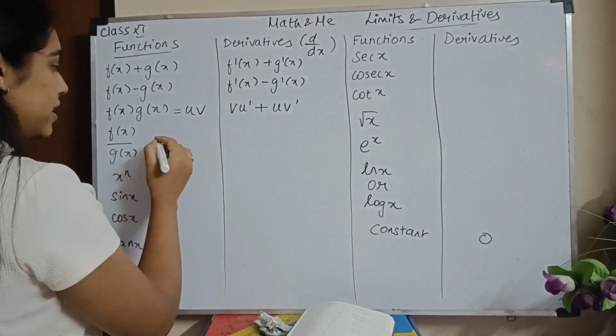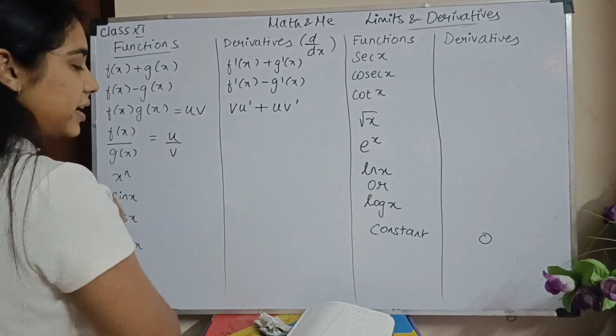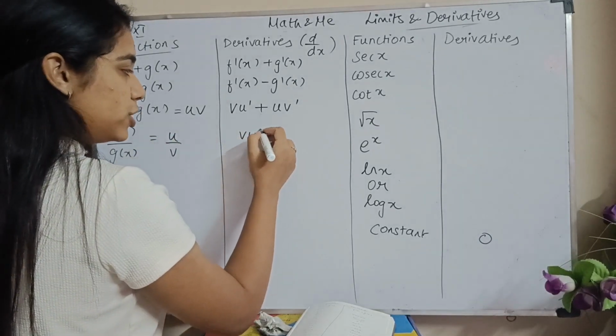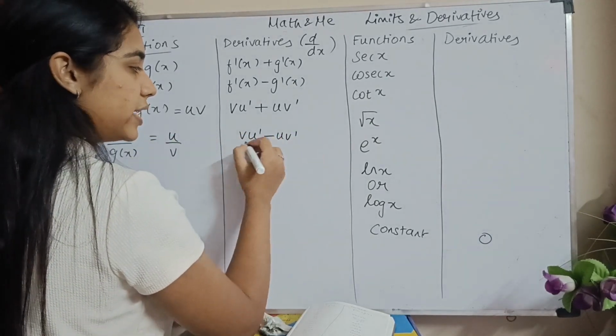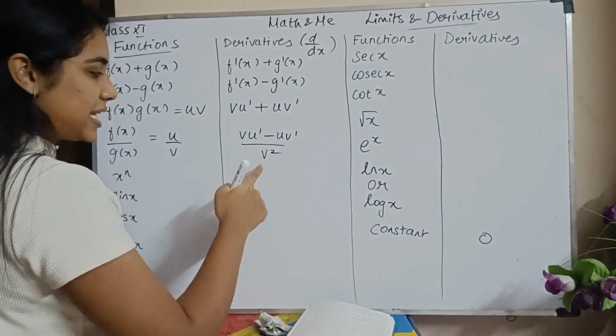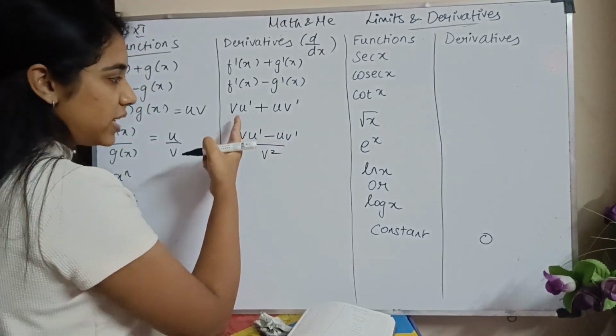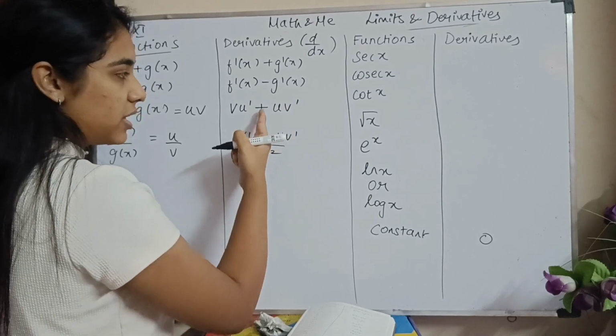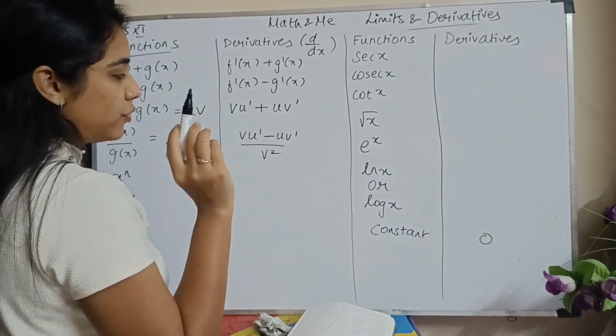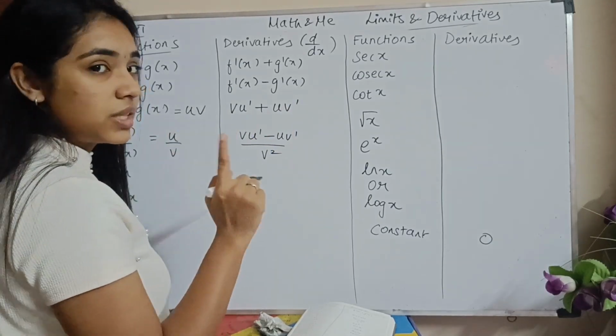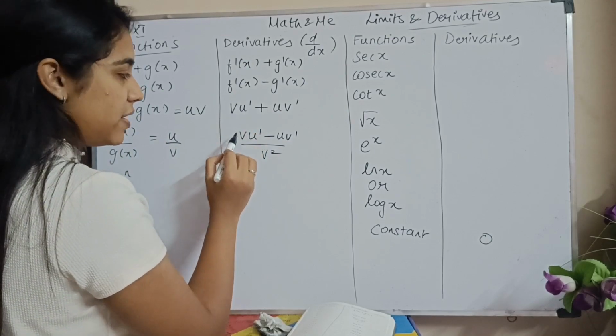For f of x divided by g of x, you have u divided by v, which will be v u dash minus u v dash divided by v square. Basically the denominator squared. Numerator la v u dash அப்படியே இருக்கு, u v dash அப்படியே இருக்கு, the plus becomes a minus. You have to remember that v comes first without a derivative. v u dash, v u dash.